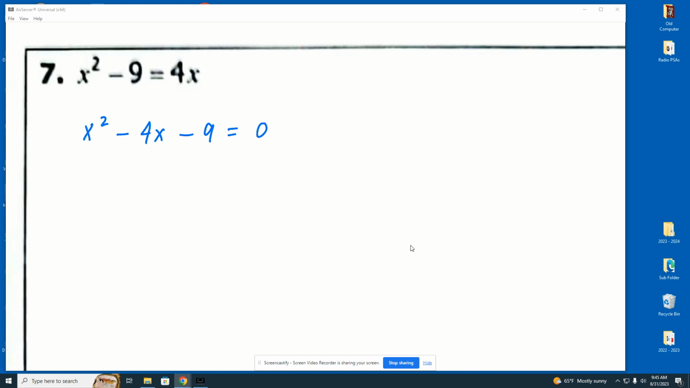Like I told you guys yesterday, it's a fail-safe. It always will solve a quadratic, whether that quadratic could be factored, whether you could pull a GCF out, whether it was difference of squares, no matter what, okay? Quadratic formula will always work.